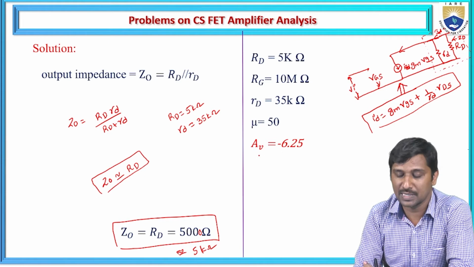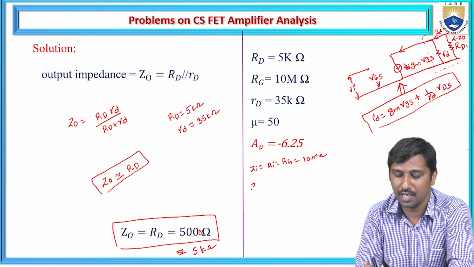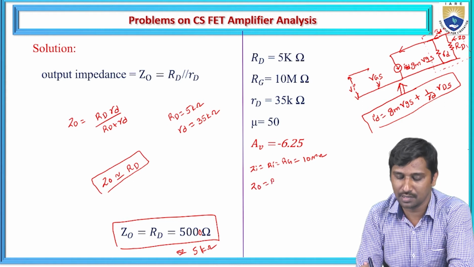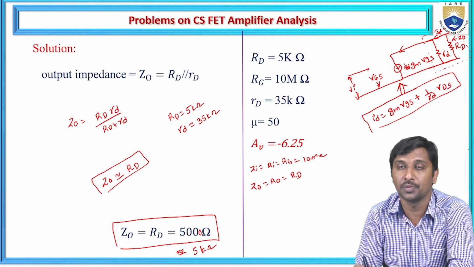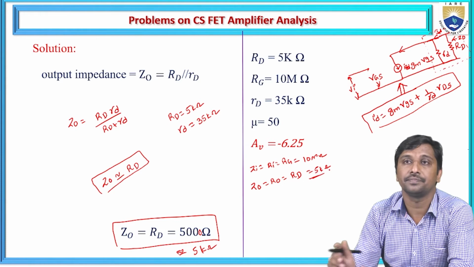So based on the given specifications, we observe that the voltage gain is minus 6.25, and Zi, that is Ri, is equal to RG, that is 10 mega ohms. And we also observe Z naught, that is R naught, is approximately equal to capital RD, that is 5 kilo ohms.